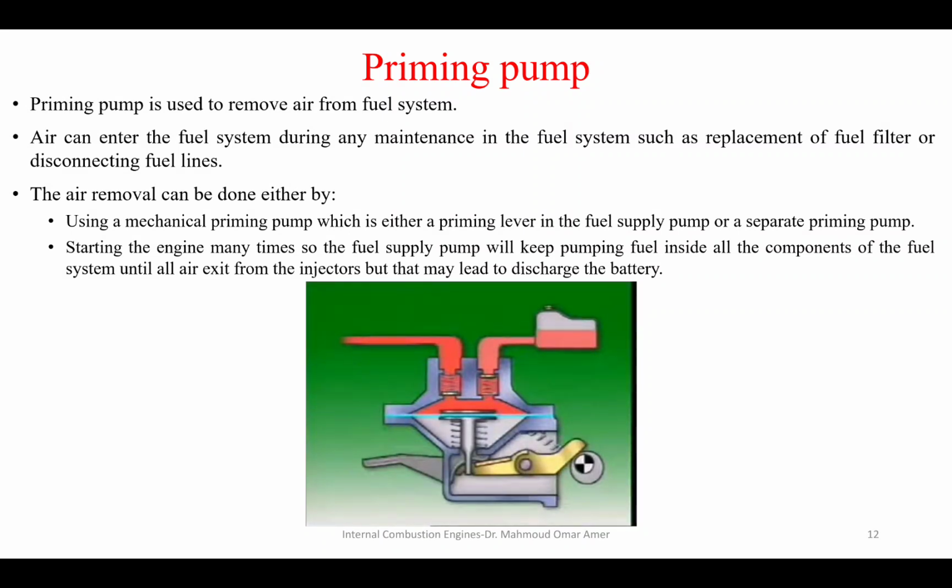This diaphragm lift pump has a lever that acts on the diaphragm rocker arm. Moving the priming lever moves the diaphragm down. Releasing the lever allows the diaphragm return spring to force the diaphragm up. The action of the diaphragm and valves during bleeding is the same as for normal operation of the pump.